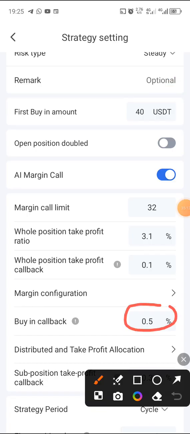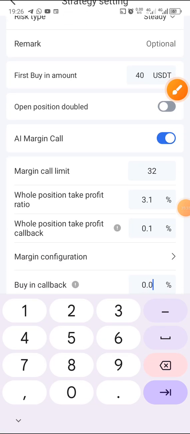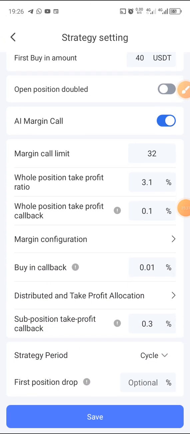So, how do you want your robot to buy? It is a question. Do you want the robot to buy faster, or do you want it to delay to buy? If you want your robot to buy fast, then we are going to be using 0.01, so that our robot buys faster in case the market drops.